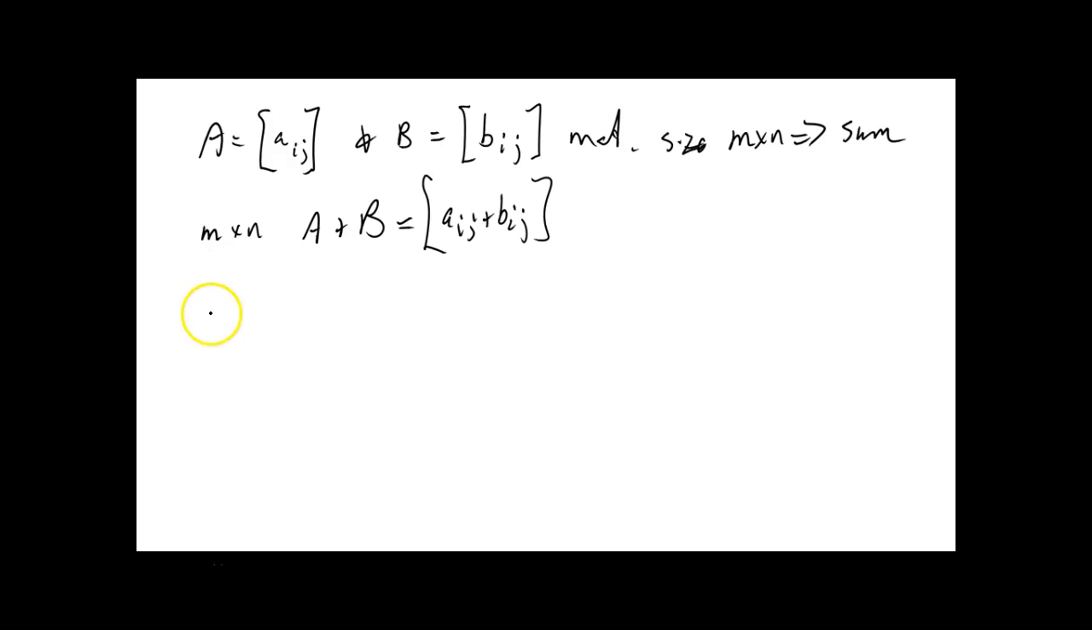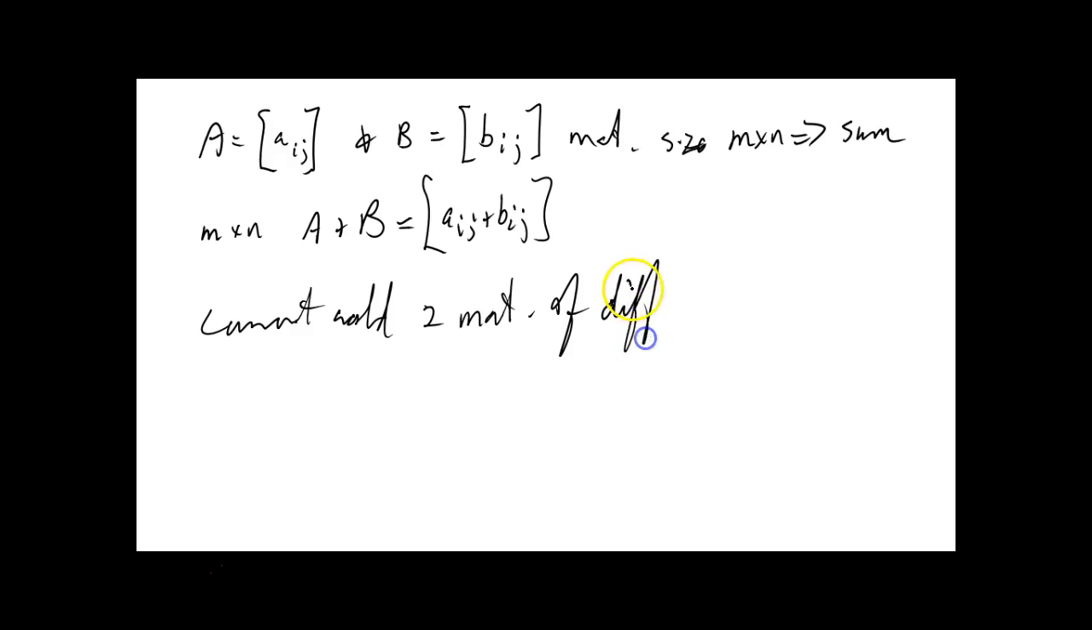Let me write it another way. Cannot add two matrices of different sizes. Just can't happen, because you're going to have either some row or some column left over with nothing to add to. So it wouldn't make any sense. They have to be identically the same size. Any questions on that?